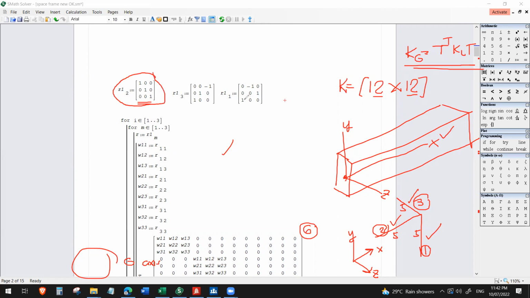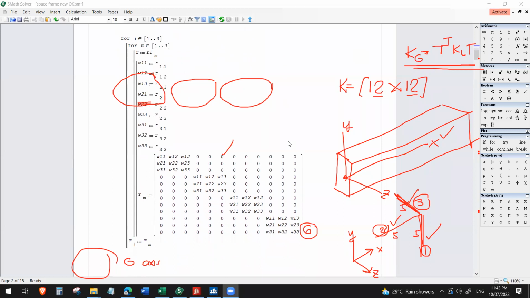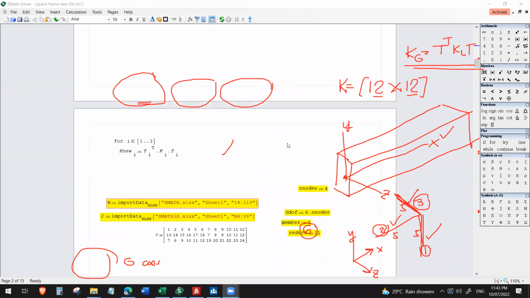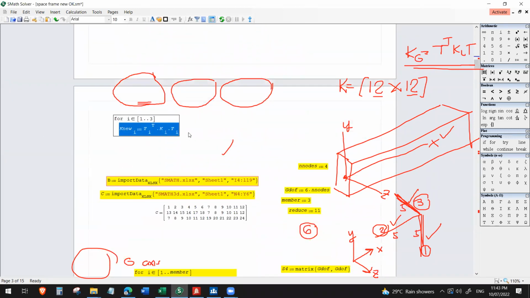Now it will be different for both member 1 and member 3. It turns out this is the transformation matrix for member 3, and this is the transformation matrix for member 1 because it's vertical. And this R1 sub 3 is parallel to the global Z. So once you establish that, we can now compute the global stiffness matrix.